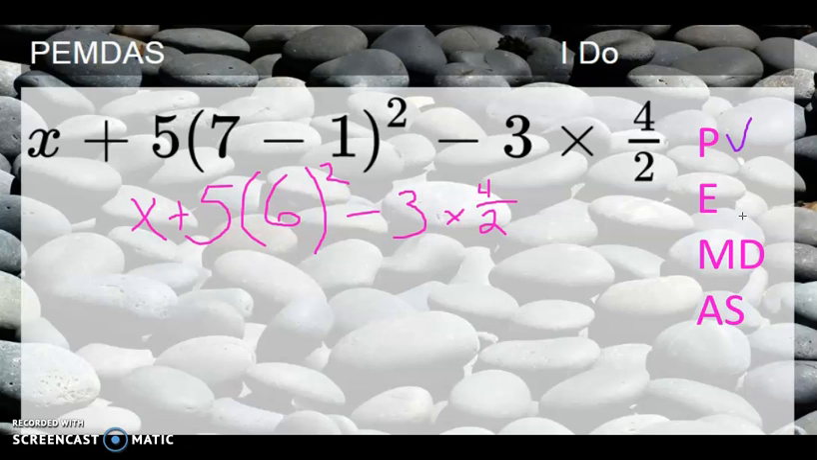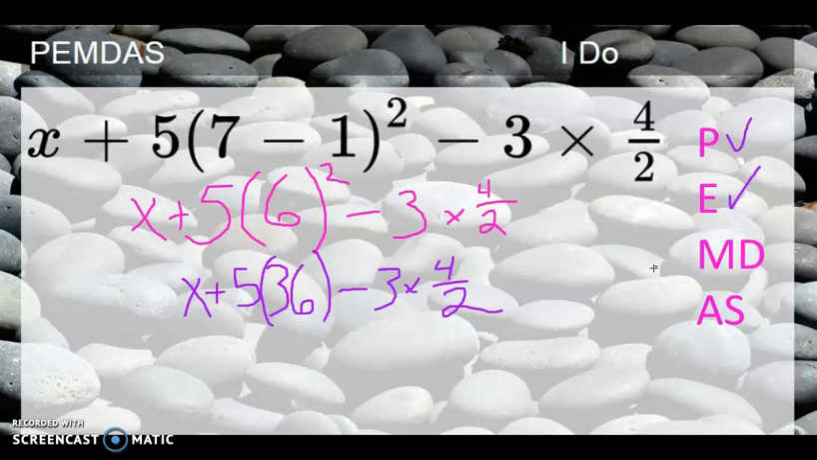From here we're going to do the exponent. There's one right here. 6 times 6 is 36. And bring everything else down. So now we have x plus 5 times 36 minus 3 times 4 divided by 2.